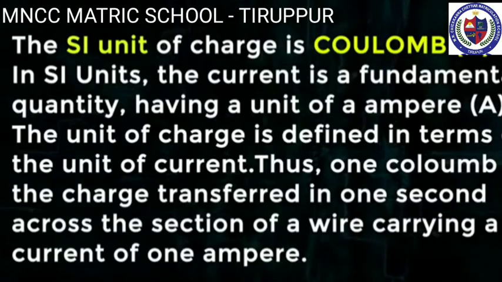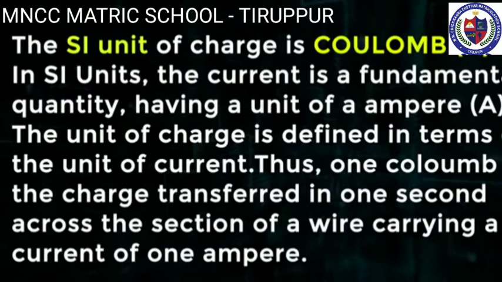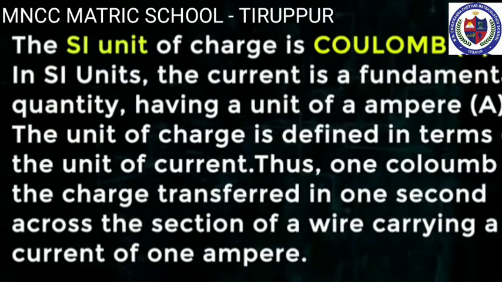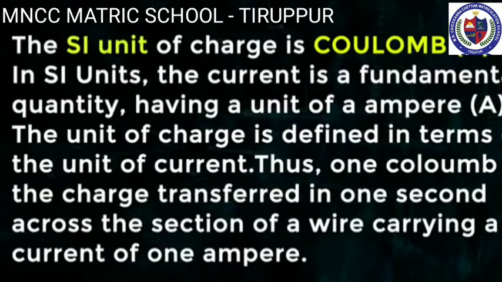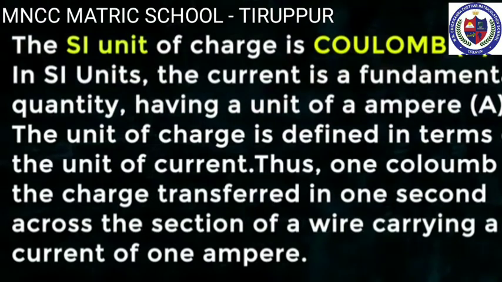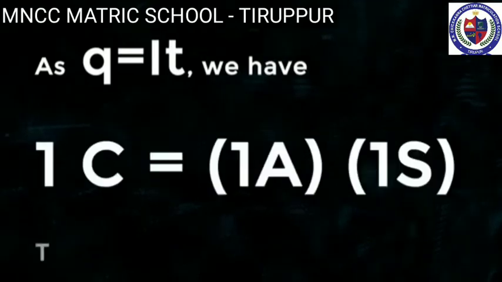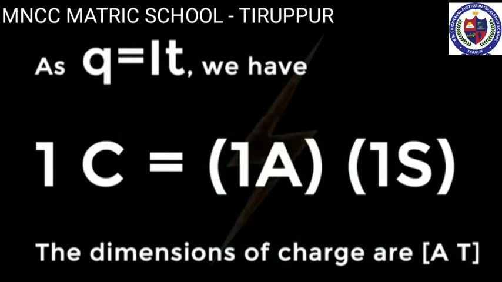Next, the SI unit of charge is coulomb. That symbol is C. In SI units, the current is a fundamental quantity having a unit of ampere, A. The unit of charge is defined in terms of the unit of current. Thus, 1 coulomb is the charge transferred in 1 second across the cross section of a wire carrying a current of 1 ampere. So, 1 coulomb is equal to 1 ampere into 1 second. That means 1 C is equal to 1 A into 1 s.